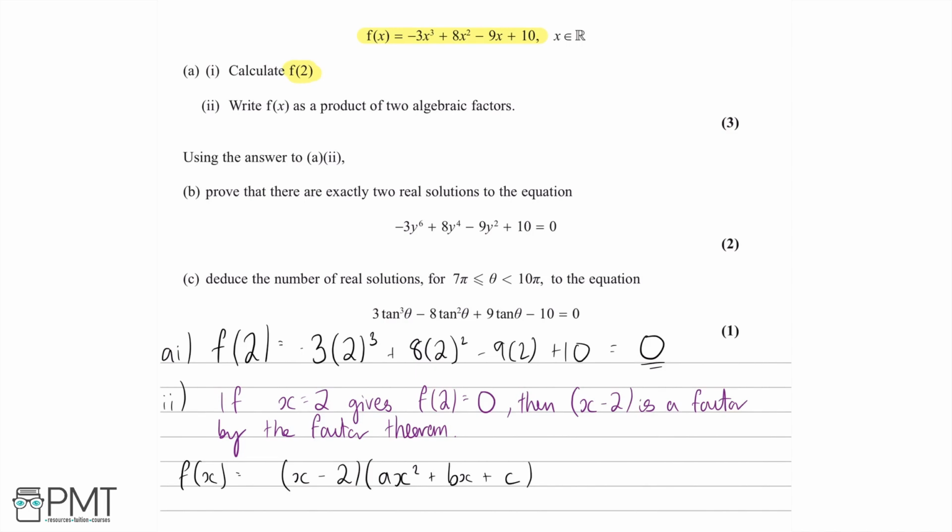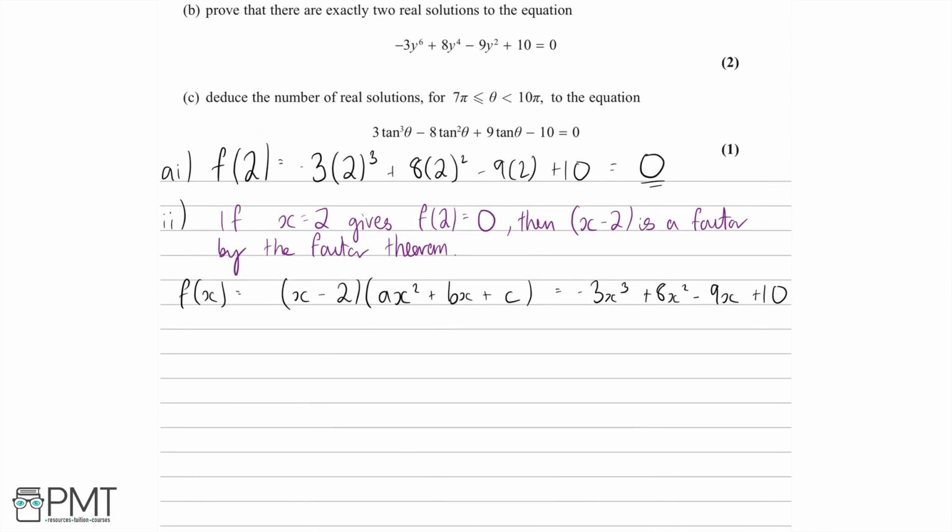Well, we know that we factored f of x out, but this still equals minus 3x cubed plus 8x squared minus 9x plus 10. So now what we can do is compare coefficients. In terms of the x cubed coefficients, we have x times ax squared, which gives an a x cubed on the left-hand side, and on the right-hand side we have a minus 3x cubed. So therefore a is going to be minus 3.